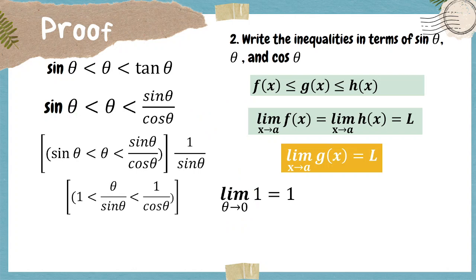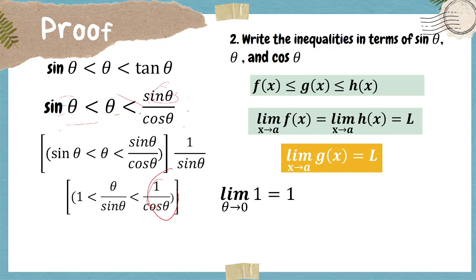Right? Now, we also have to get the limit of the upper bound, which is 1 over cosine theta. So how did we get 1 over cosine theta? We just simplified this inequality by multiplying by 1 over sine theta. Why 1 over sine theta? To simplify this one into 1, because that's the minimum and maximum value of this upper and lower bound.